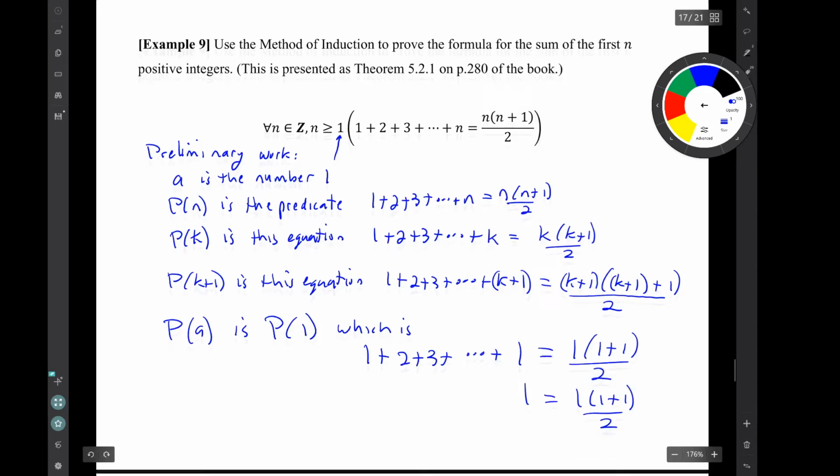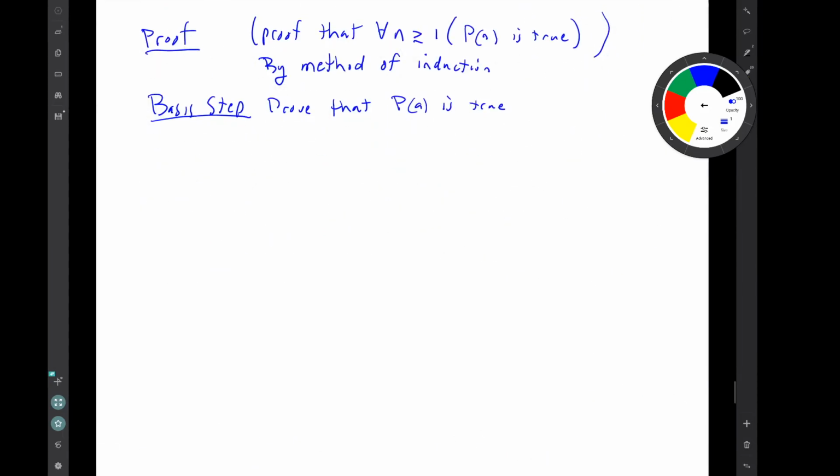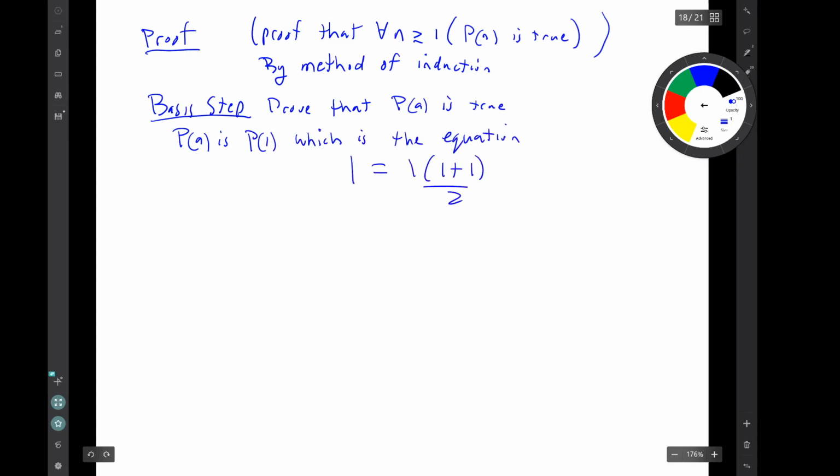Okay, now let's go back. We have to prove that P(a) is true in the basis step. So there's the equation that's P(1). Now we have to prove that that's true. Well, let's just simplify this.